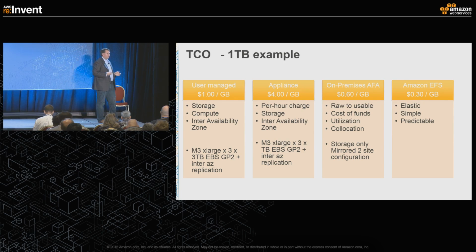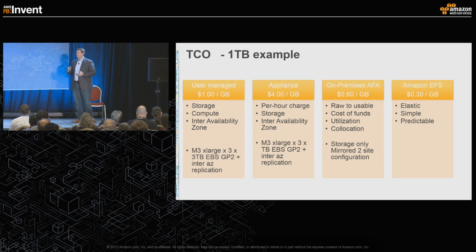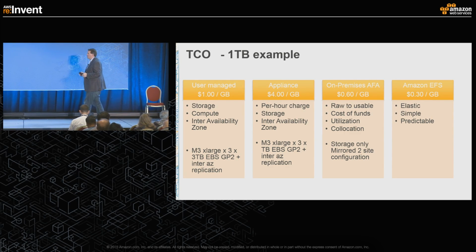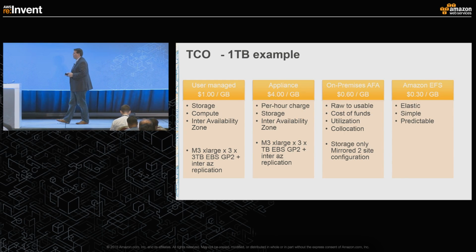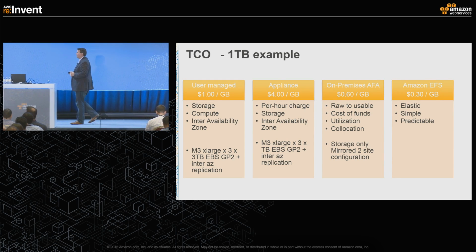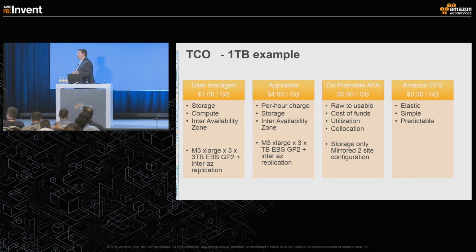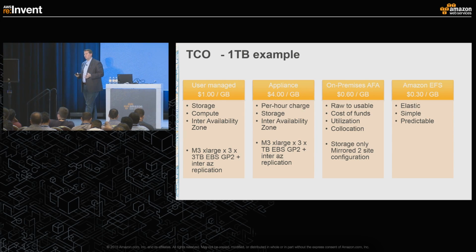There are capabilities that deliver it in an appliance-based form factor, those that can be rapidly consumed, but there's a per-hour charge associated with them. There's a storage layer associated with them, inter-availability zone replication traffic associated with them. And again, model dollar for dollar, config for config. When you look at user managed versus appliance managed, it's about a 4x uplift or a 4x differential.